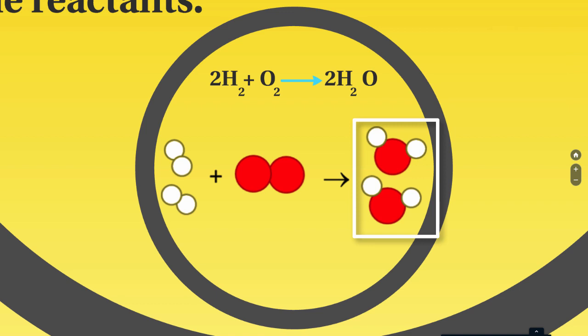So 2H2O. If you count though, even though they're arranged differently, I still have two oxygen atoms, the red circles, and four hydrogen atoms, the white circles. They're just arranged differently. So I didn't gain or lose any atoms, and I didn't get any new elements in this chemical reaction. They're exactly the same.